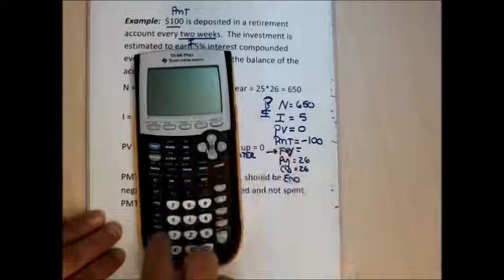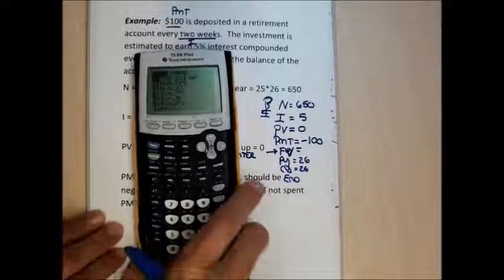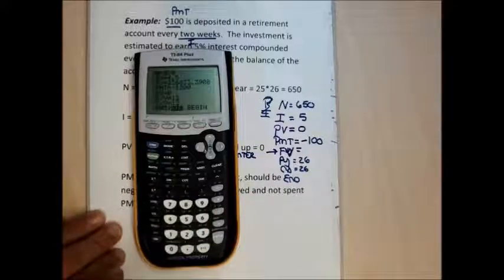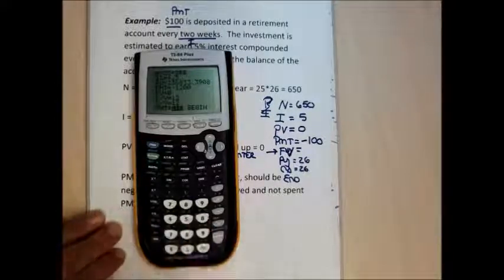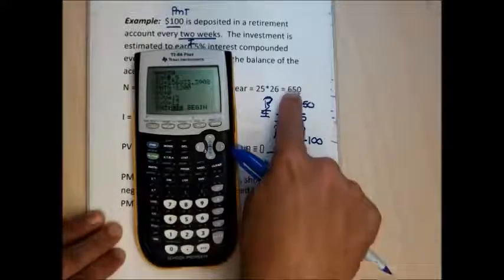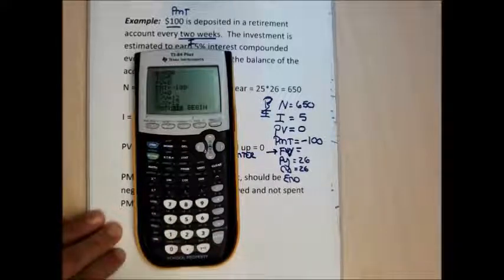So I'm going to go back to the app screen. I'm going to go Apps, enter on Finance, enter on TVM Solver. If I want to, I could physically type 25 times 26 right in the N, and it's going to give me the 650 that I figured out on my calculator earlier. I'm going to type 5 for the I, 0 for the PV, negative 100 for the payment, because payments generally go in as a negative because they're money that I'm spending. The FV I'm going to skip over because that's what I'm going to have my calculator solve for.